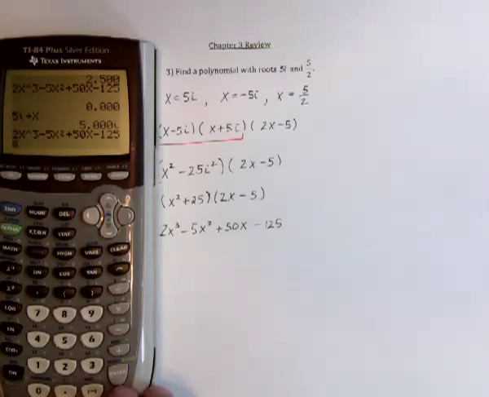It remembers the last 10 things that you've done. So now it's going to take that 5i and substitute it in, and we should get the answer 0. Perfect.